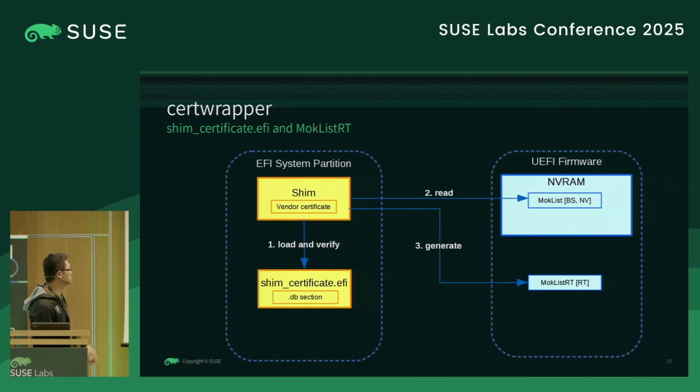Shim will load the key in the DB section. Then it will also load the original MOK list. Then, combined with the vendor certificate in Shim, it will generate one runtime MOK list variable. It's a volatile variable which will disappear after reboot. But the kernel will load this MOKListRT variable as the source of all MOK.